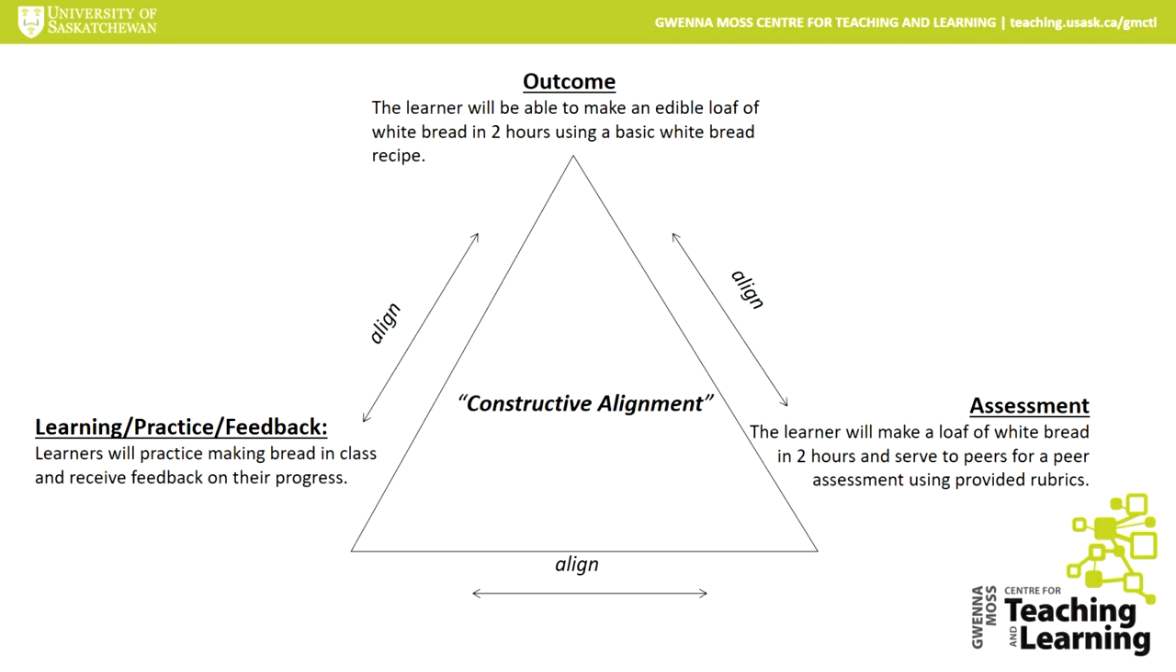As an assessment, the learner is going to now make that loaf of white bread in 2 hours and will present it to their peers for peer feedback. And that learning practice and feedback piece that allows learners to develop, practice, and receive feedback is related to making bread. They're going to practice making bread in class and will receive feedback on their progress so that they can develop that skill to be successful in that final assessment. And this is an example of how those three pieces can align with each other successfully.